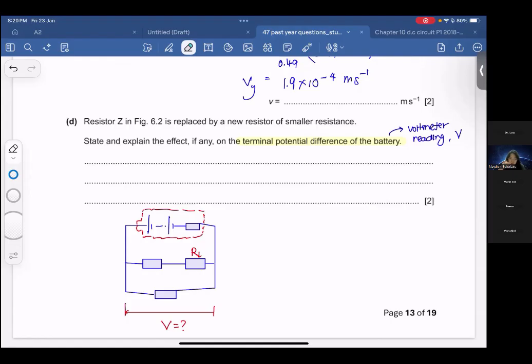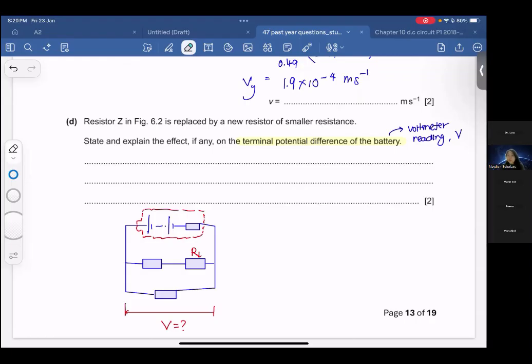Vashini, 3 marks? Is it 3 marks? Let me check. How many marks? Oh, 2 marks only. Okay, Vashini. Chonghan, very good. Your whole concept is exactly correct. Very good. Kai Qian is correct also.